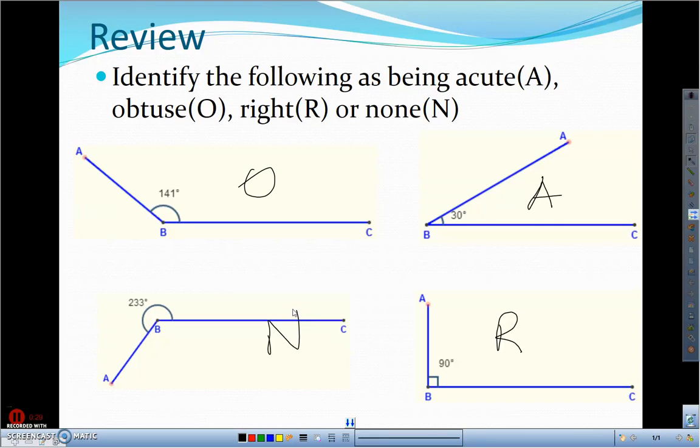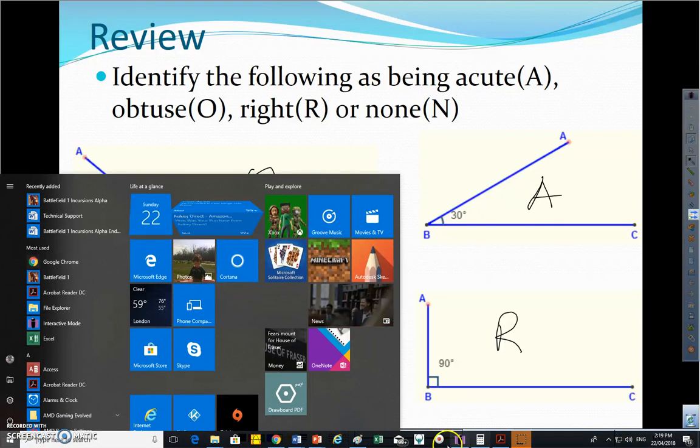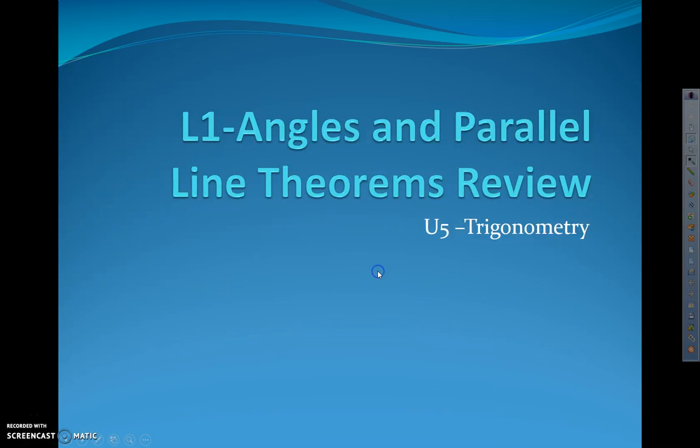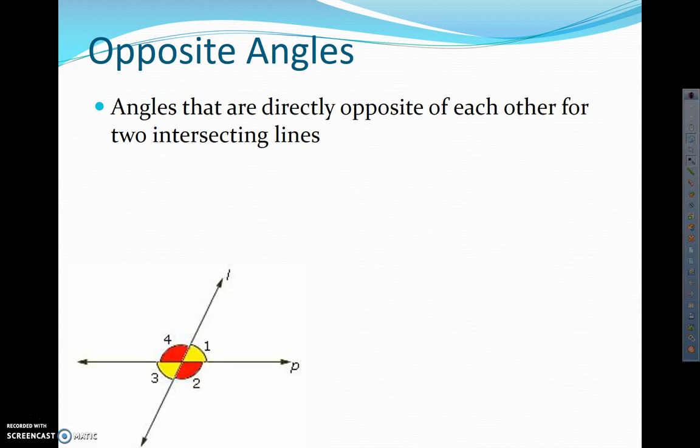All right. Continuing on from there, our next slide, we've got a little bit more. We're looking at angles and parallel line theorems, which is a quick review. Here are the opposite angles. What it says to us is that angles that are directly opposite of each other for 2 intersecting lines are going to be the same. So 1 and 3 are the same, and 2 and 4 are the same.